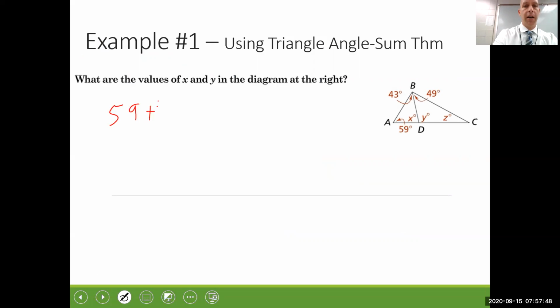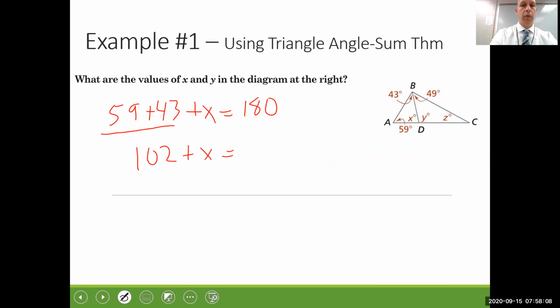So that means 59 plus 43 plus the measure of angle x has to be 180. So this is an algebraic equation. It's a 2-stepper. So let's go ahead and add these 2 terms together. That's going to give us 102 plus x equals 180. And then we're going to subtract the 102 from the other side, and I think that's going to give us 78. So I think that x is going to be 78.